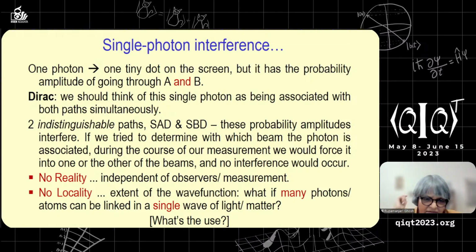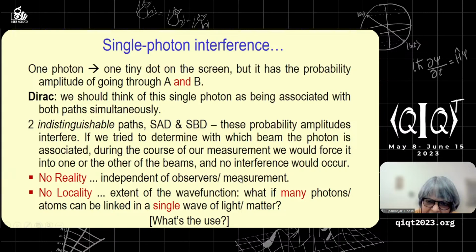So Dirac had given a quantum mechanical explanation, saying that we should think of this single photon as being associated with both paths simultaneously. So there are two indistinguishable paths: source, hole A, detector; source, hole B, detector. These two probability amplitudes, a very strange name, but these two probability amplitudes interfere. If we try to determine with which beam the single photon is associated during the course of our measurement, we would force it into one or the other beam and no interference would occur.